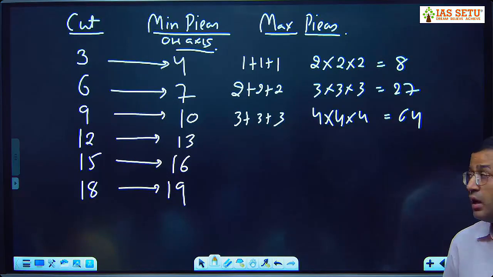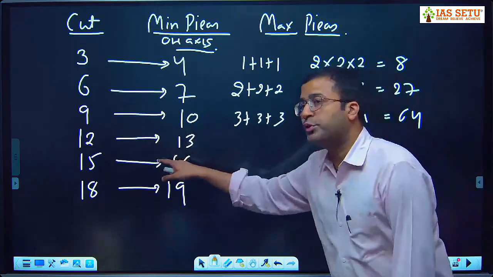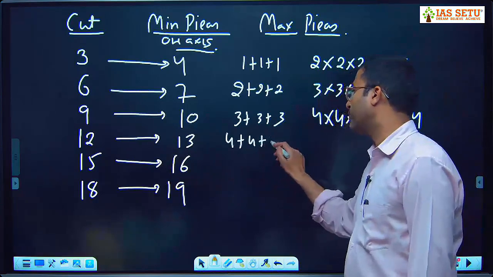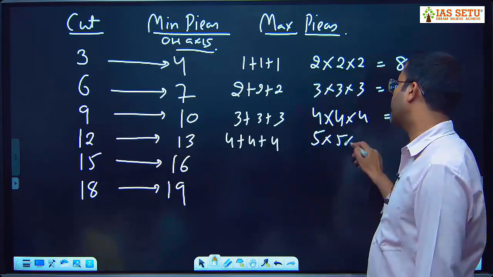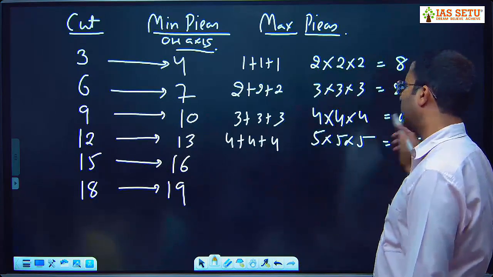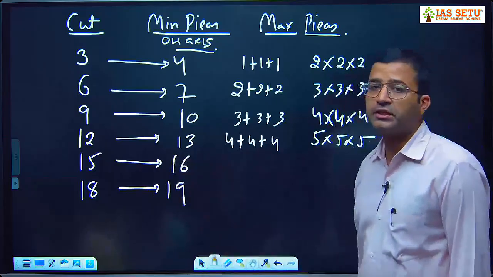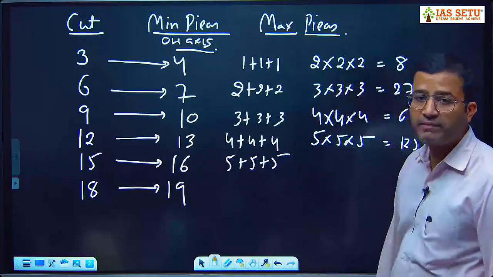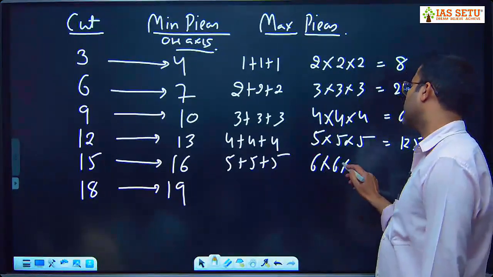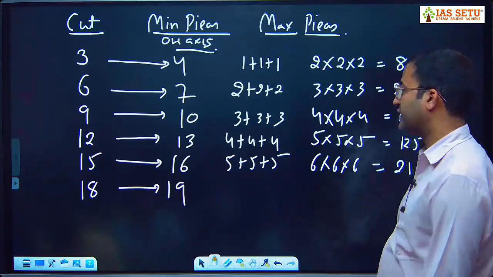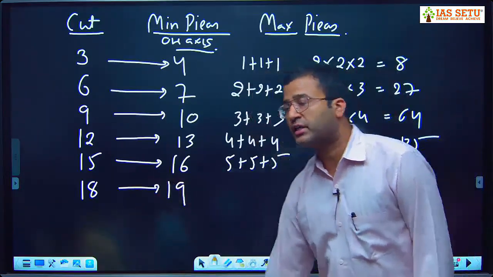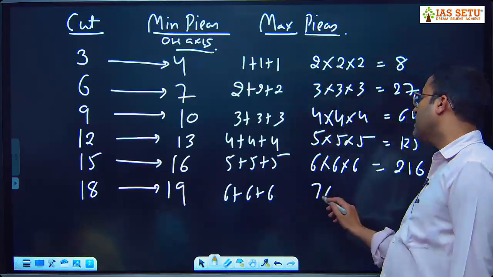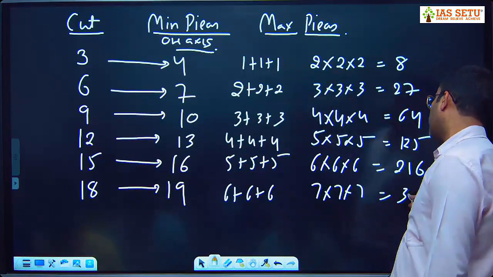Done? Tell me how you distribute 12 cuts so that you get maximum pieces. 4 plus 4 plus 4. And what is the number of pieces possible? 125. With 15 cuts, 5 plus 5 plus 5. What is the maximum number of pieces possible? 6 into 6 into 6, 216. How do you distribute 18 cuts? 6 plus 6 plus 6. Number of pieces possible? 7 into 7 into 7, 343.